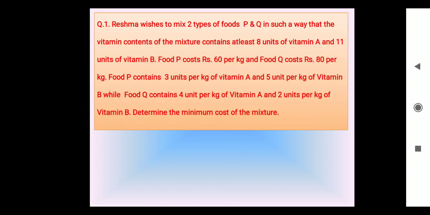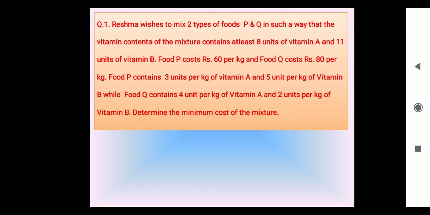First example is Reshma wishes to mix two types of foods, P and Q, in such a way that the vitamin contents of the mixture contains at least 8 units of vitamin A and 11 units of vitamin B. Food P costs rupees 60 per kg and food Q costs rupees 80 per kg. Food P contains 3 units per kg of vitamin A and 5 units per kg of vitamin B, while food Q contains 4 units per kg of vitamin A and 2 units per kg of vitamin B. Determine the minimum cost of the mixture.